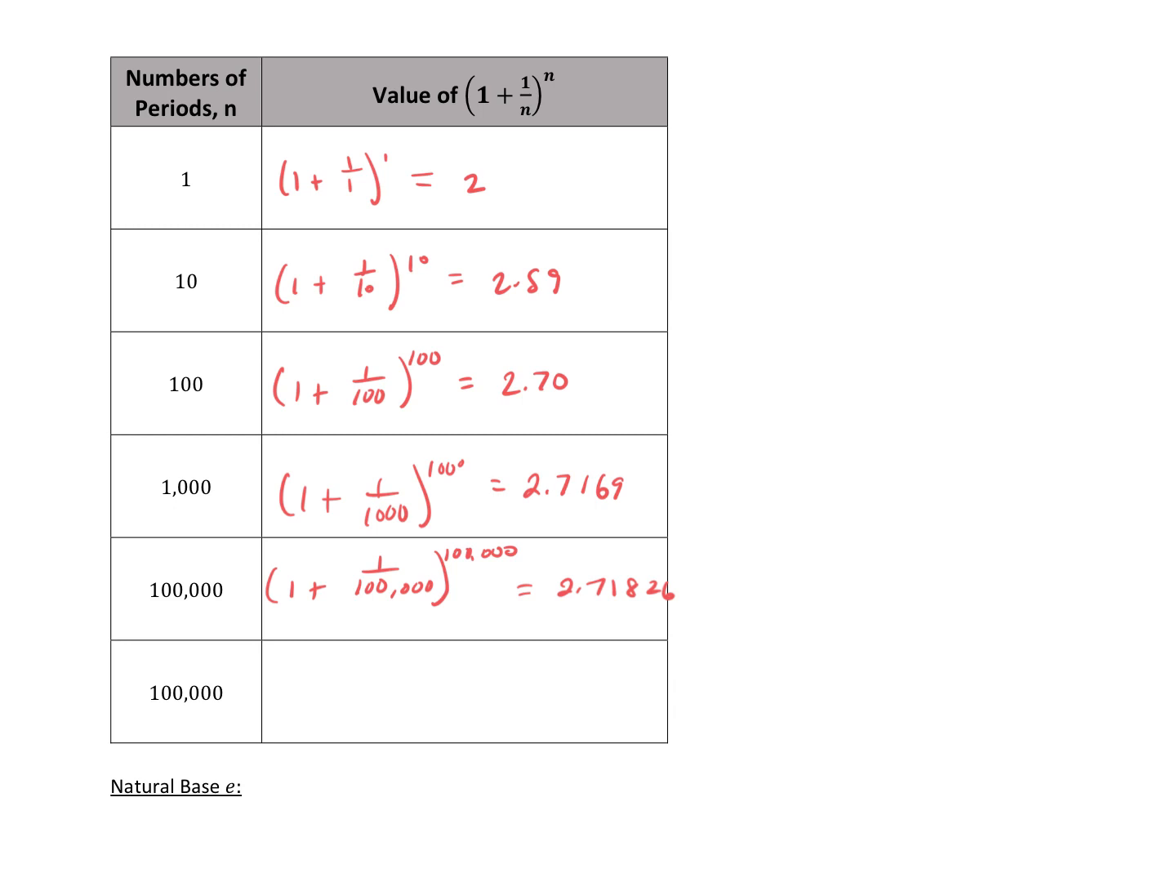Oh, that's 100,000 twice. I think that's a typo. Well, why don't we get rid of the last one? Okay, so what is happening here? As we increase the number of compounds per year, like 100,000 compounds per year, I mean, how many times are we calculating the interest in a year?